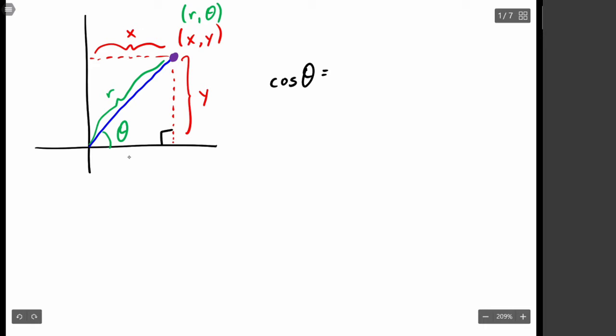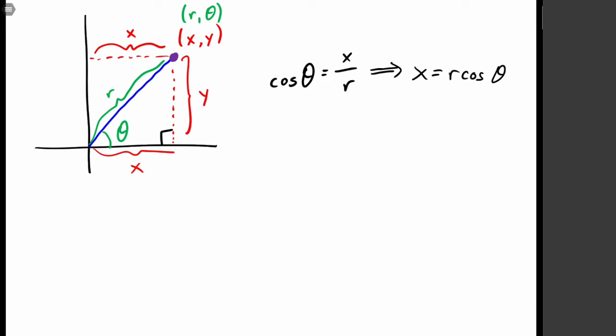We know cosine theta is adjacent over hypotenuse. This is going to be x over r, because this base down here, this length, is x, same as up there. But what does that mean? This means that x is just r cosine theta.